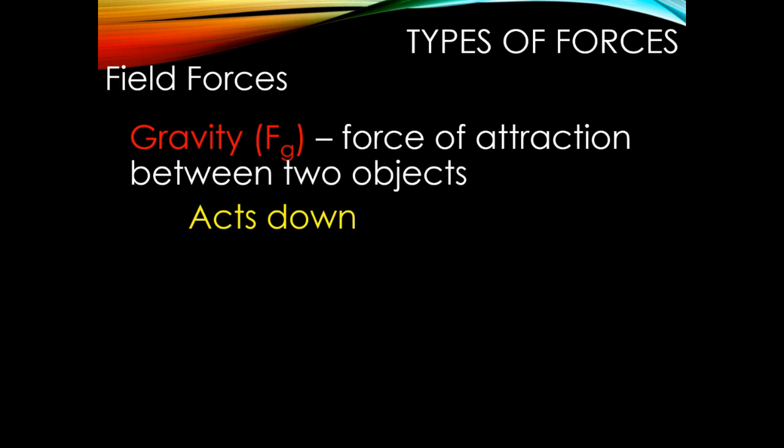Field forces do not require objects to be in contact with each other. Gravity is probably the most obvious example of this. Gravity is the force of attraction between two objects. When we get away from Earth, this becomes a little bit more complicated, but typically when we talk about gravity acting on an object right now, we are talking about the gravitational pull from the Earth. So unless it's otherwise specified, that's what we mean. We will actually talk a little bit more about gravity later on in this unit.